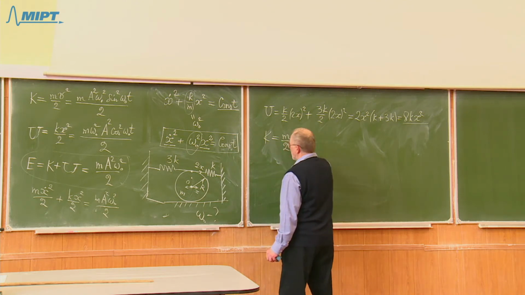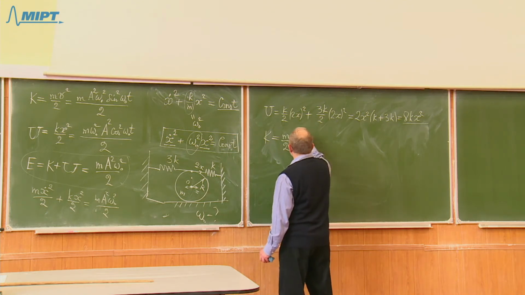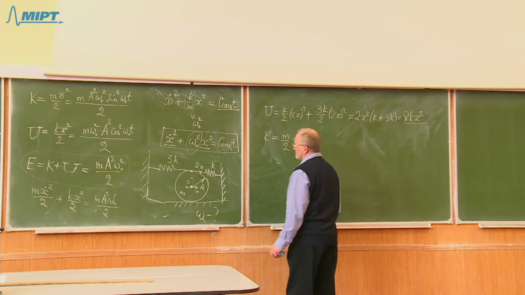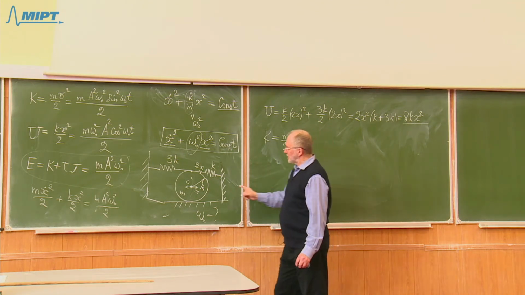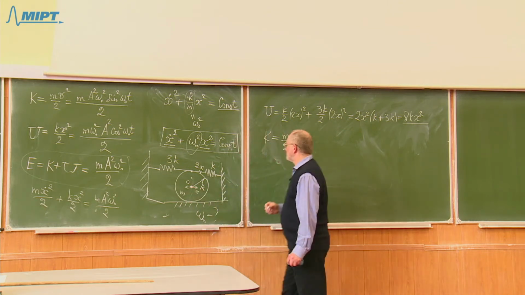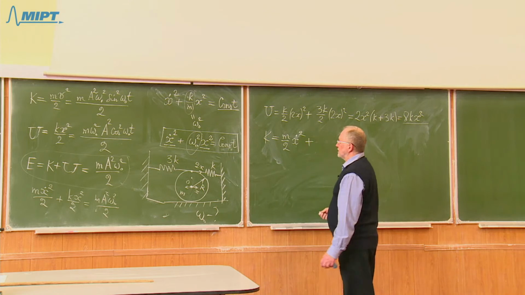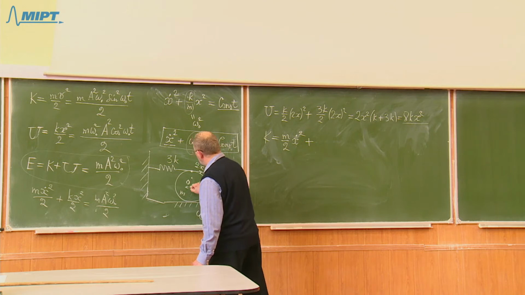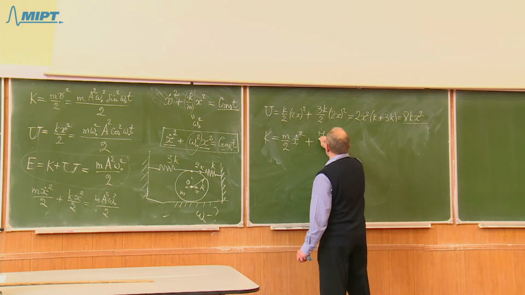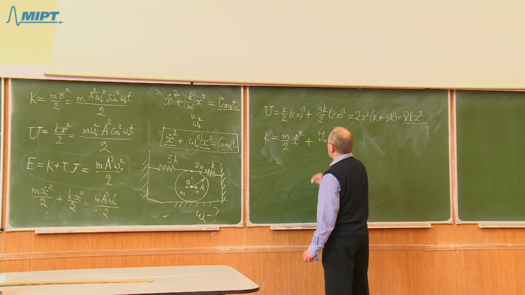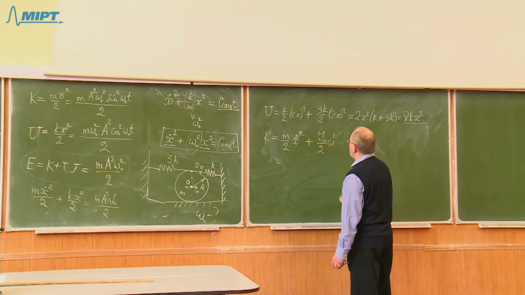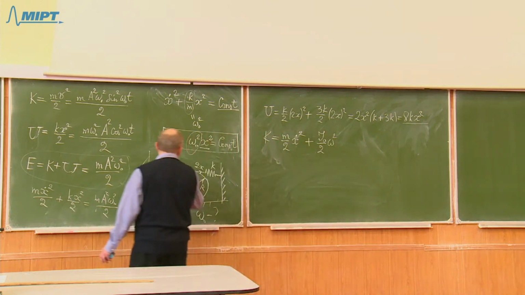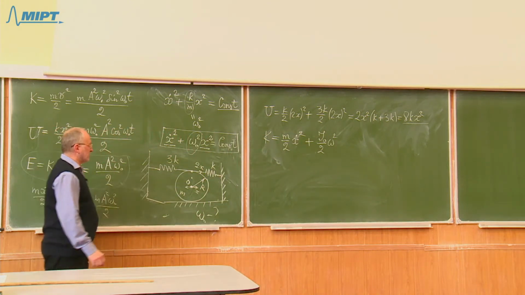Mass divided by 2, velocity squared. Velocity is x dot squared. That is the kinetic energy associated with the motion of the center of mass, plus the kinetic energy associated with rotational motion. Rotational motion with respect to point O, the center of mass. That will be moment of inertia about the center of mass O over 2, omega squared. And omega is the angular velocity of this disk.